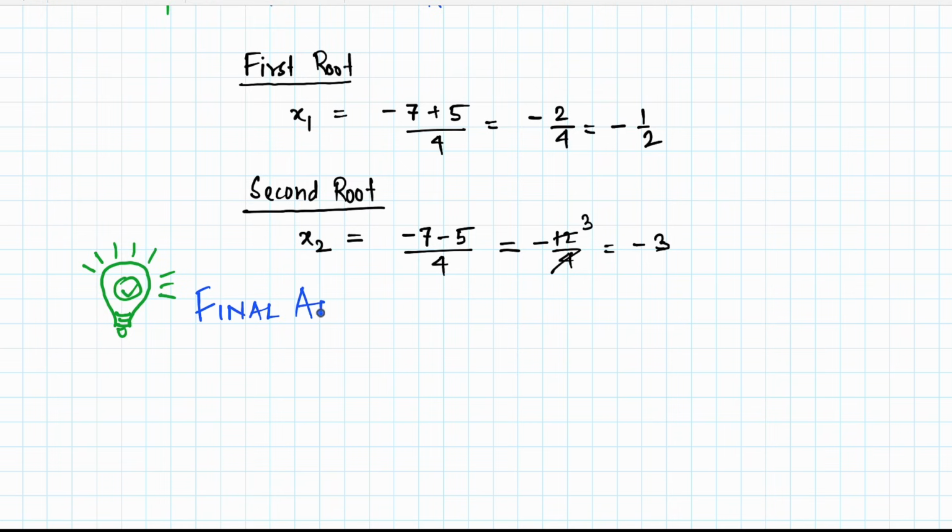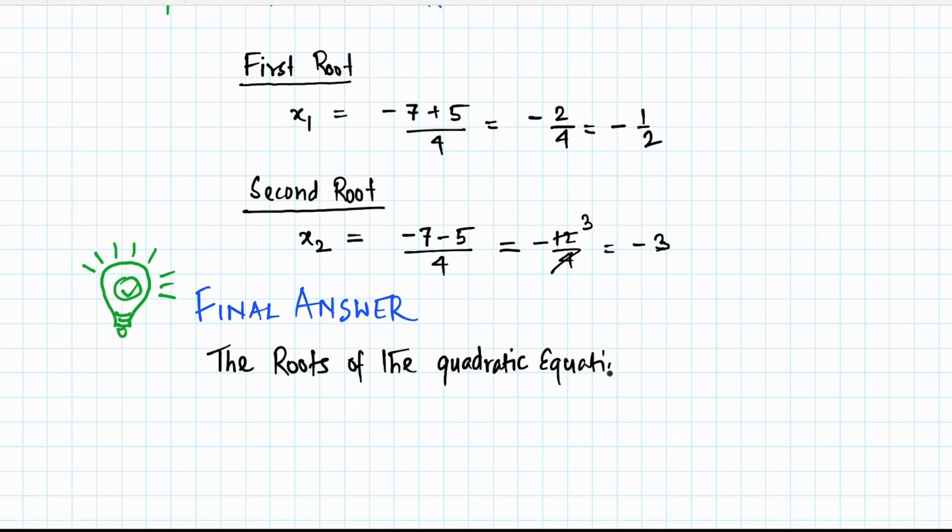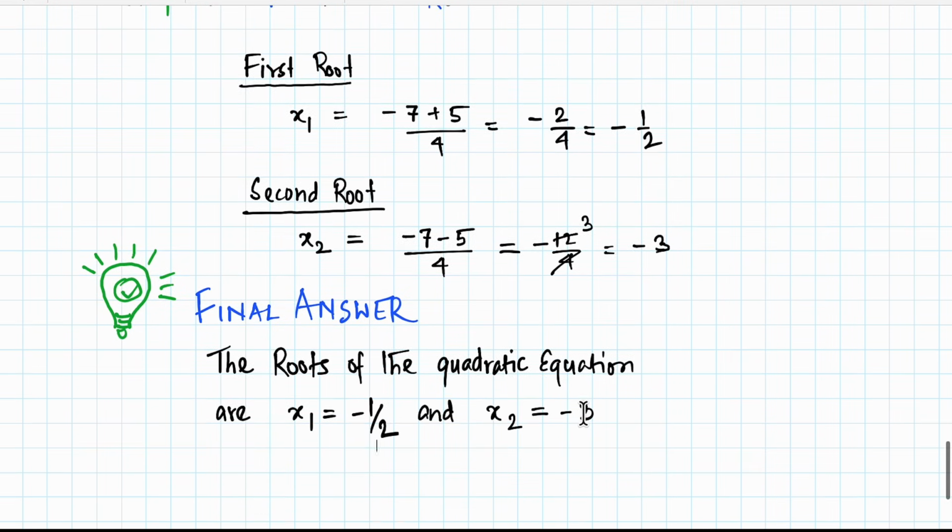So the final answer is, the roots of the given quadratic equation are x1 is equal to minus half and x2 is equal to minus 3. So this is very simple.